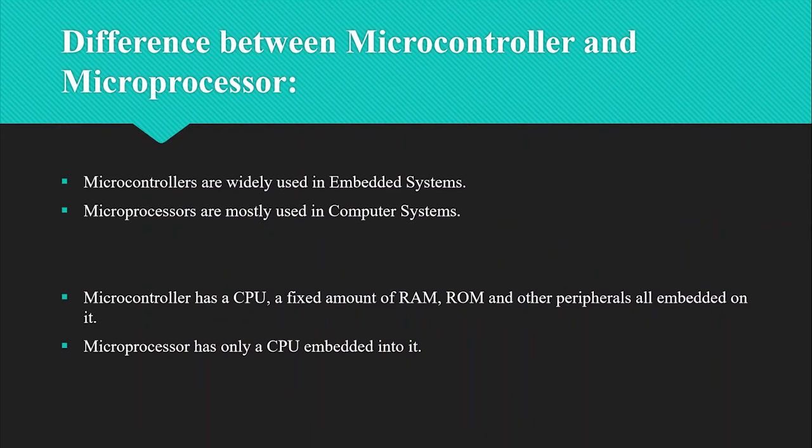So what is the difference between a microcontroller and a microprocessor? Microcontrollers are widely used in embedded systems. Microprocessors are mostly used in computer systems, as we all know, like Intel and Ryzen processors. A microcontroller has a CPU, a fixed amount of RAM and ROM, and other peripherals embedded on it. We know that the microcontroller contains timers, counters, IO devices, etc. But a microprocessor has only a CPU embedded into it.